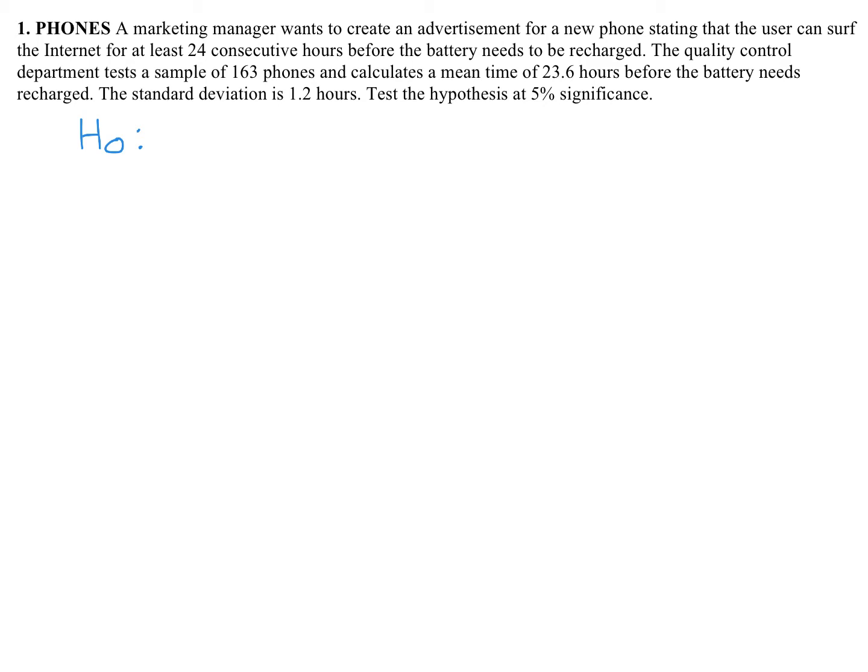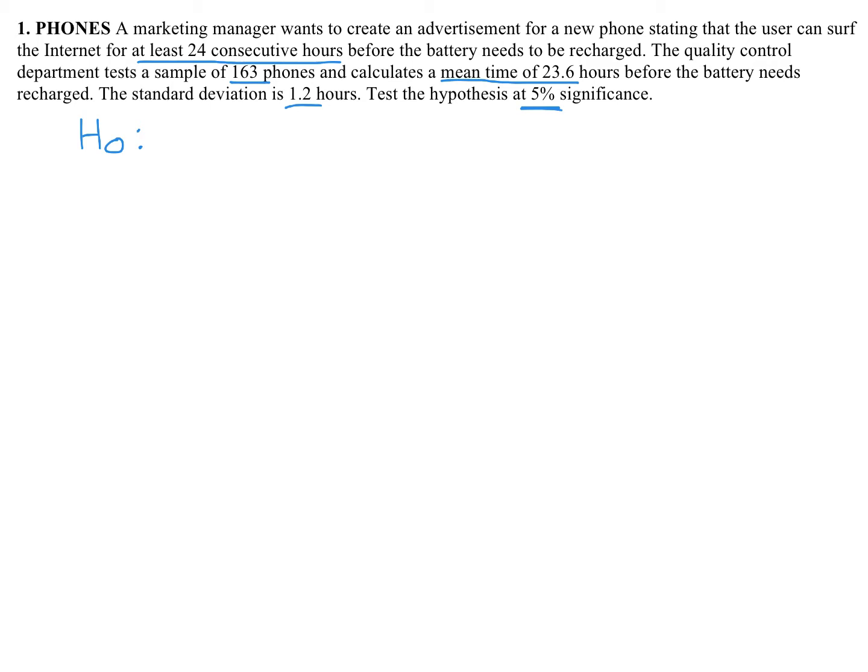So let's read the problem first. A manager wants to advertise that the phone can surf the internet at least 24 consecutive hours. So I'll underline the important stuff. So at least 24 hours, that's what he's claiming. This looks like the N. He has a sample of 163. The mean from the sample was 23.6. The standard deviation was 1.2. And we want to test this at a 5% significance level.